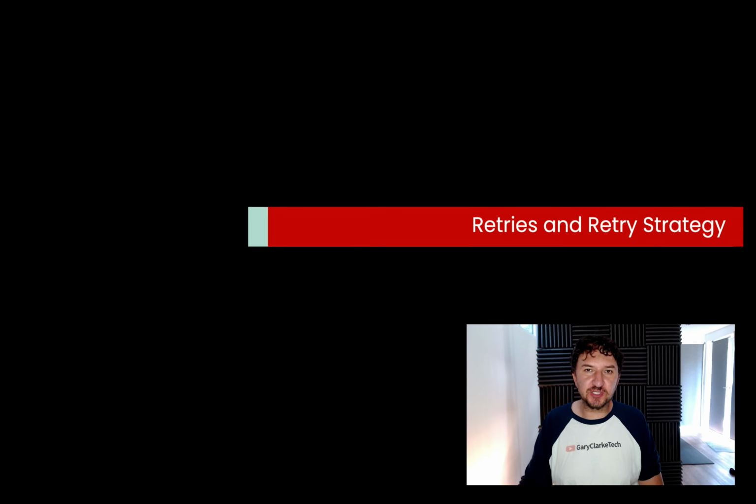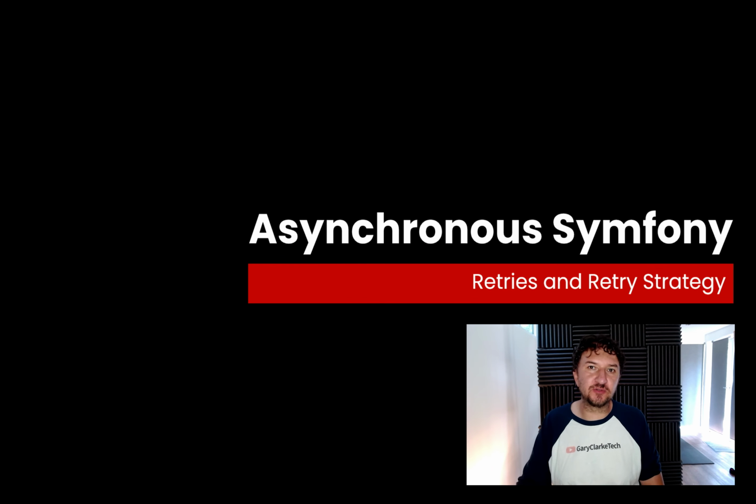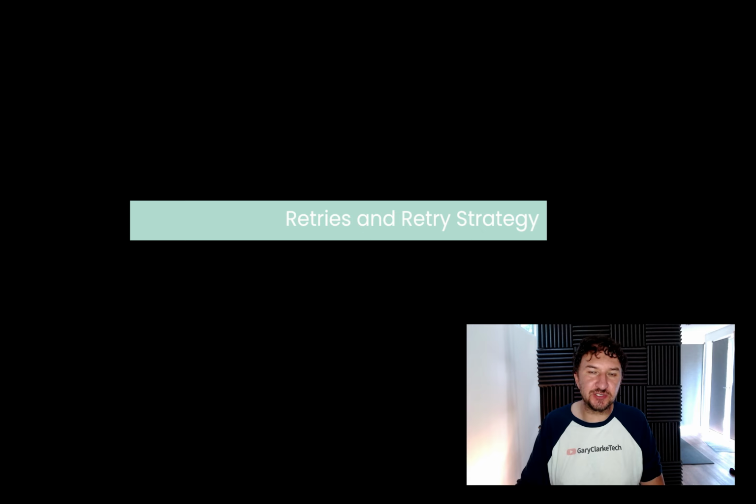With message queues, just like anything else in programming, things do sometimes go wrong, and so in this one we're going to have a look at how we can handle exceptions in our message handlers and how we can look at setting up our configuration so that if things do go wrong, then they get retried.